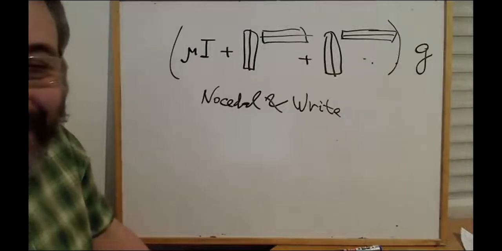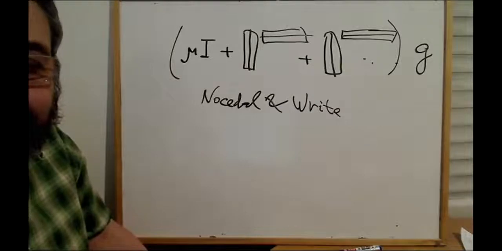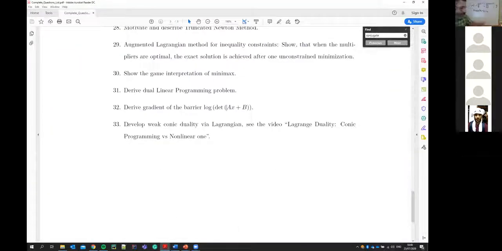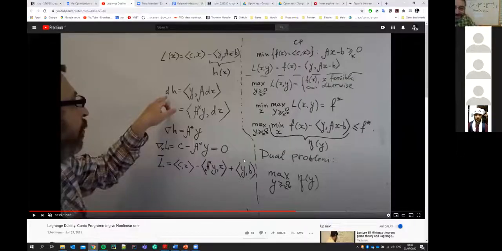Thank you. Yes. Nikki. I have a question about question 33. I'll share the screen so you can see the question itself. In question 33, you ask us to develop a weak conic duality via Lagrangian. Yes, so you should look. The only thing I'm trying to understand is up to which part you're expecting us to develop, because from this point on, you only refer to fx, which is linear.